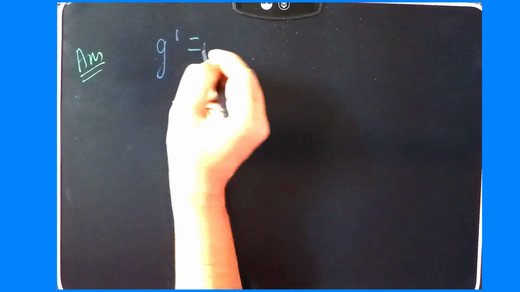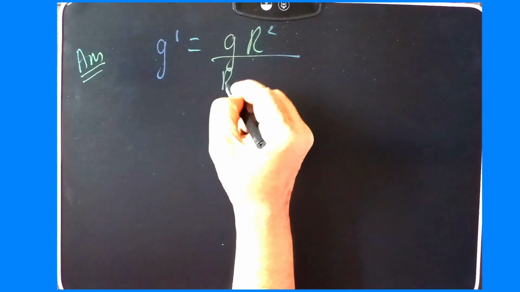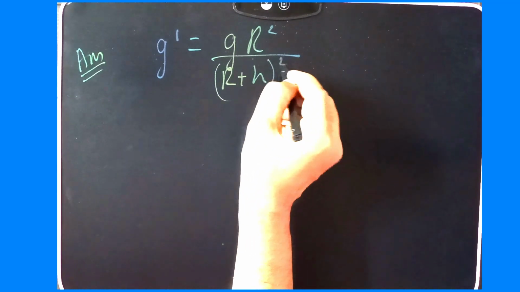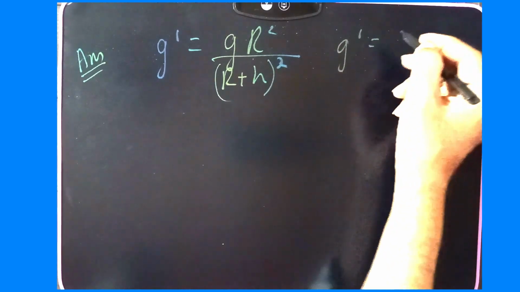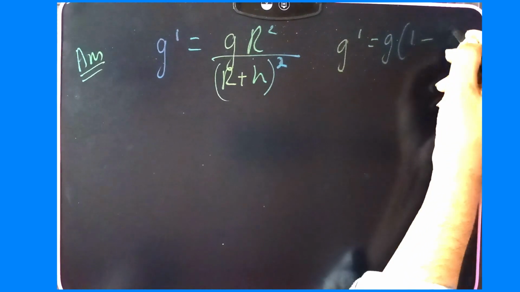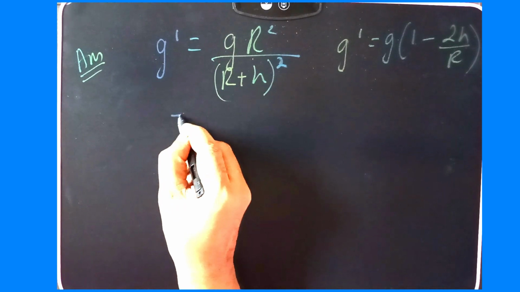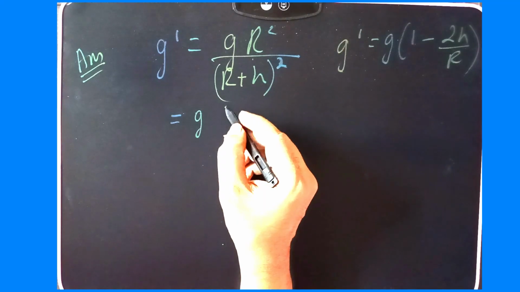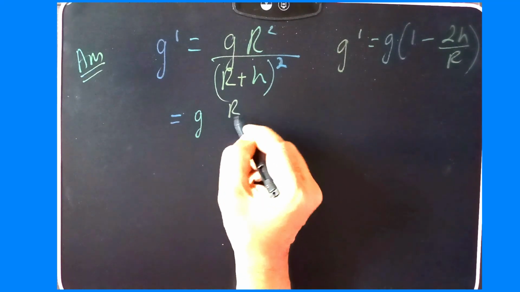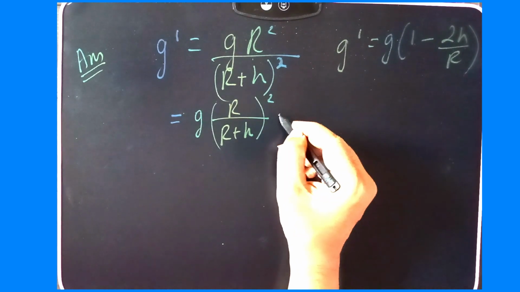So what has been given? G dash was given as g R square divided by R plus h the whole square, right? And it was asked to prove that g dash is actually equal to g (1 minus 2h by R). It was asked to prove this, right? So this formula can be written as g R square by R plus h the whole square. You can write it this way.